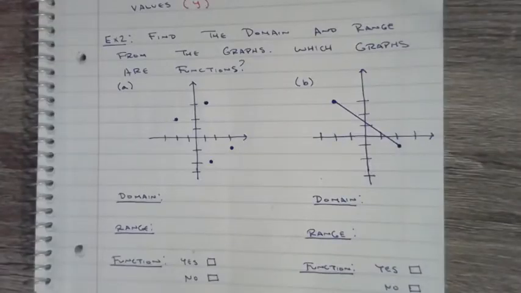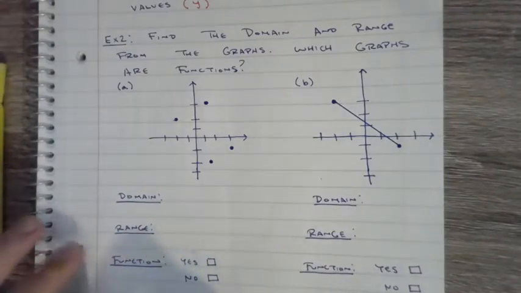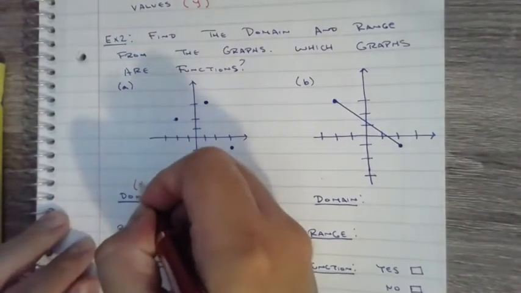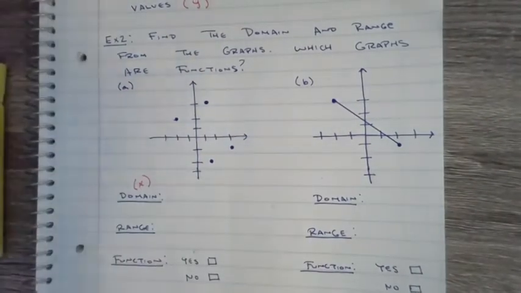Okay, let's continue. Go ahead and write down this example number 2. Draw your graphs. They're asking us to find the domain and range for the graphs, and after that we'll determine which graphs are functions. I'll give you a moment to write that down. Okay, so first let's take a look at A. First they want us to find the domain. Again, a domain is the set of all your x's.